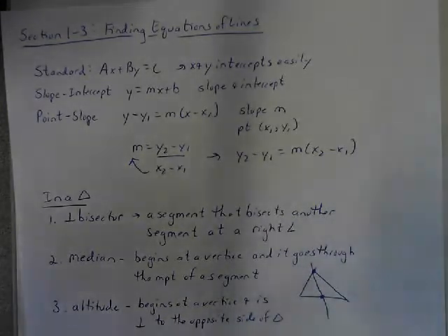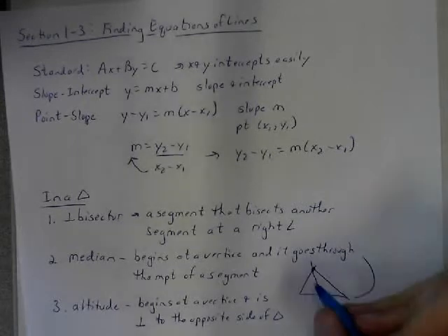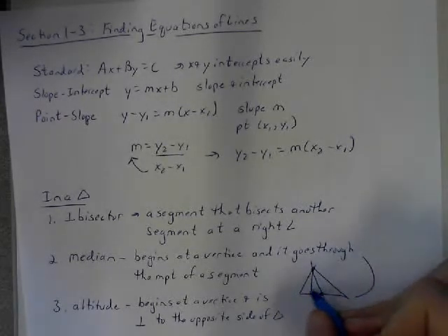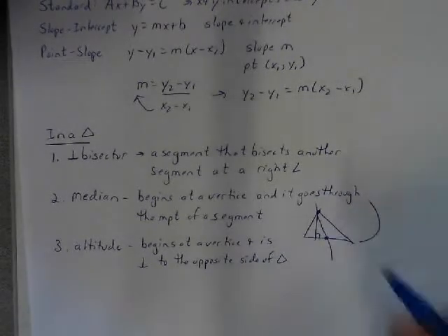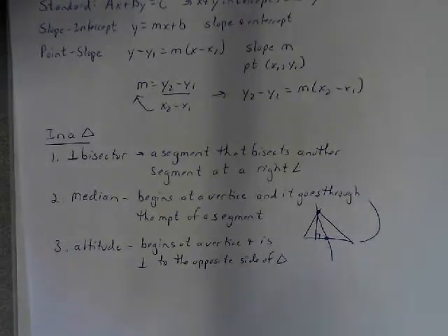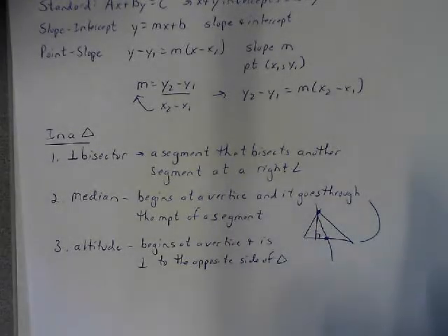In other words, if the median and the altitude line up, let me draw the altitude in this triangle right here. If those line up, here's the altitude, here's the median, then that triangle would have to be isosceles or equilateral. That's basically what we're saying here. So if the perpendicular bisector is formed by the median and altitude lines, that means it must be an isosceles or equilateral triangle. So with that, let's do one problem.